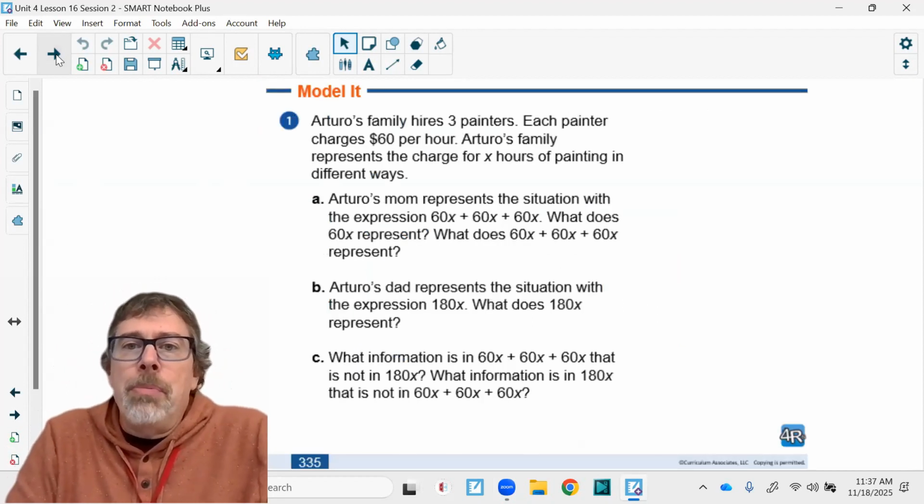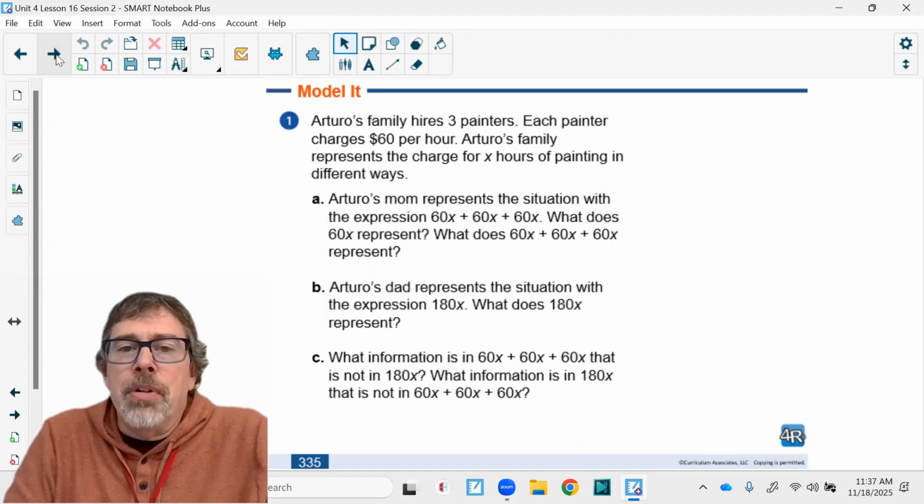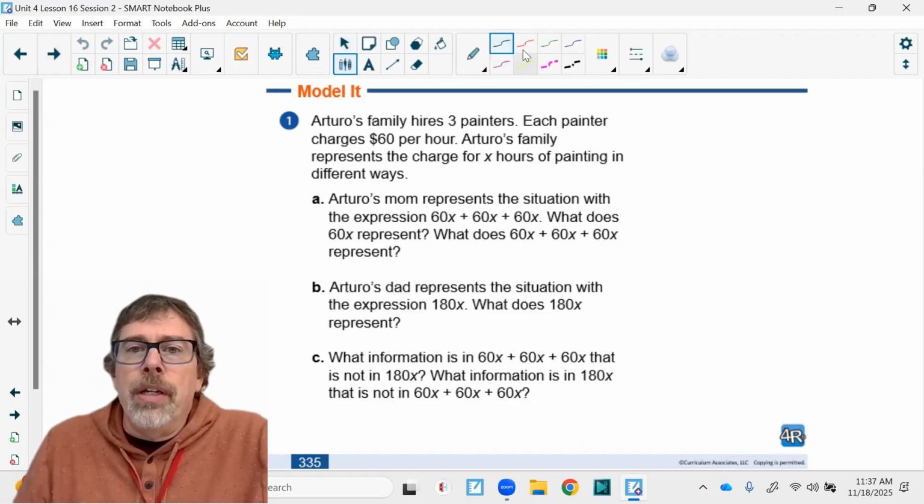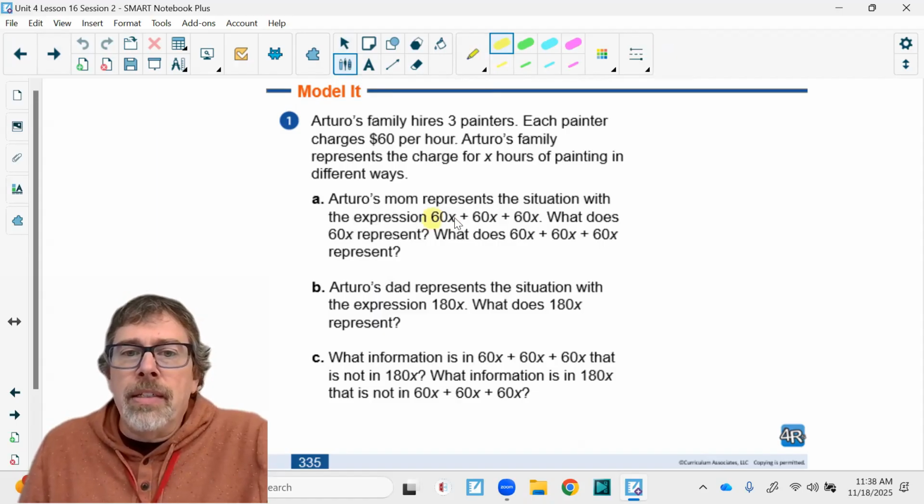Model it. Arturo's family hires 3 painters. Each painter charges $60 per hour. Arturo's family represents the charge for x hours of painting in different ways. Arturo's mom represents the situation with the expression 60x plus 60x plus 60x. What does the 60x represent? And what does the 60 plus 60 plus 60 with the x's represent?